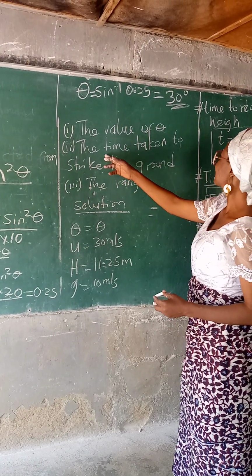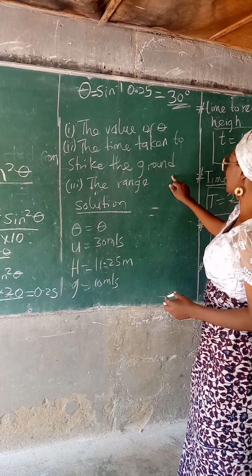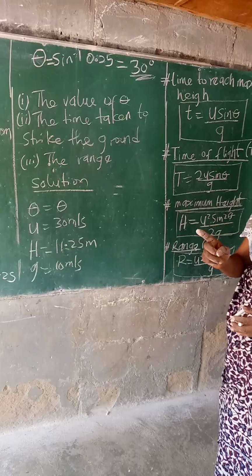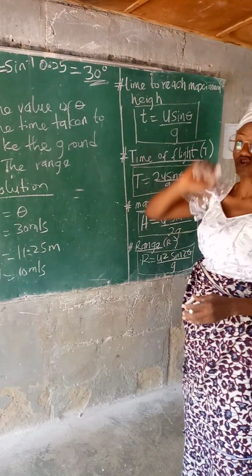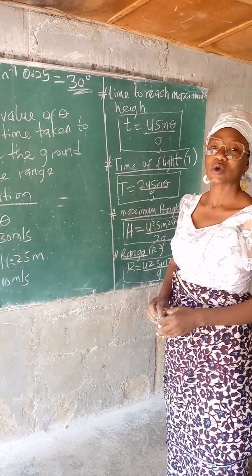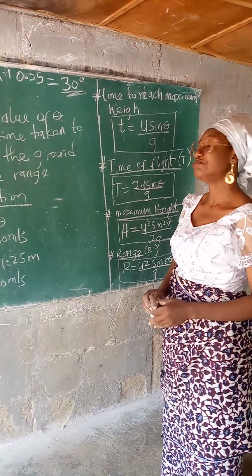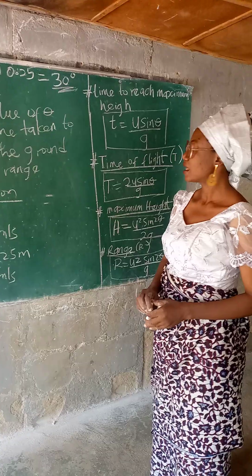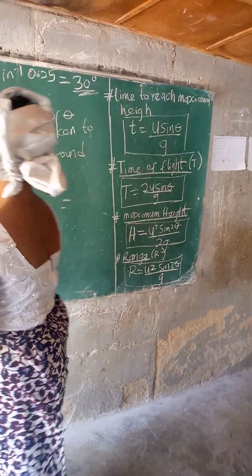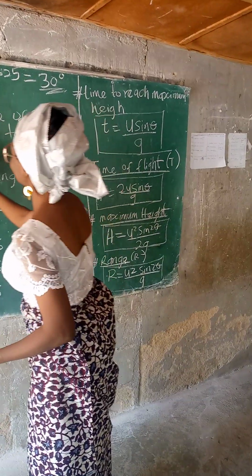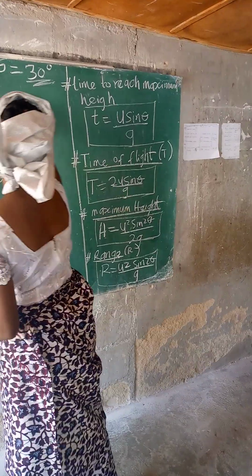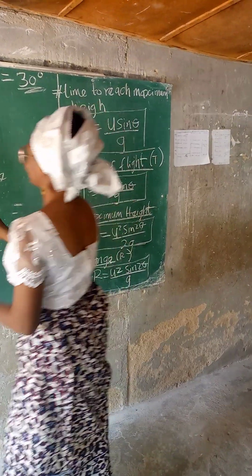It says the time taken to strike the ground, not the time taken to reach the maximum height. The time taken to strike the ground, to hit the horizontal plane. So it means we are going to be finding the big T, not the small t. So what is the formula for big T? Sorry, I'm going to wipe a little bit. I hope this small space will be enough for us to solve. Big T is still on the board.